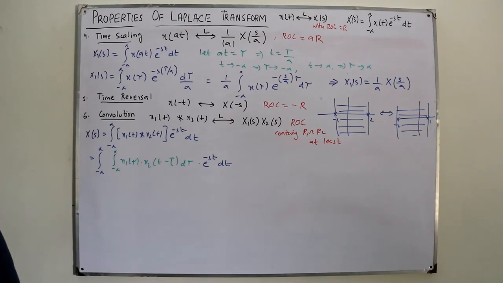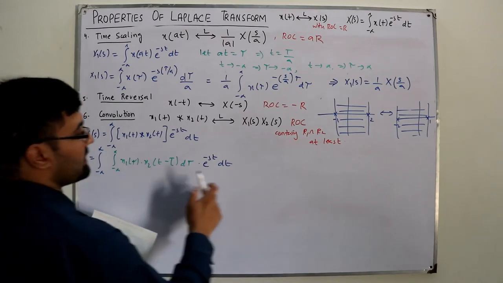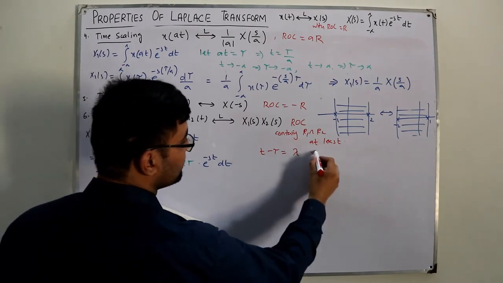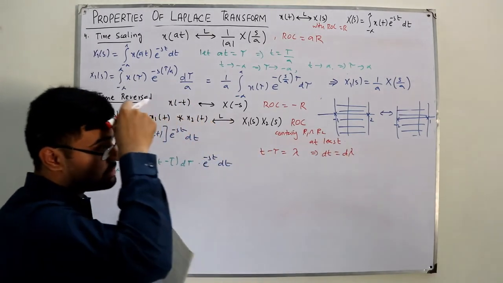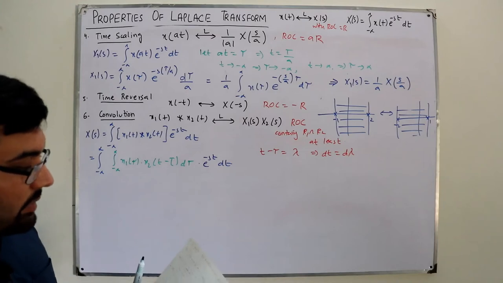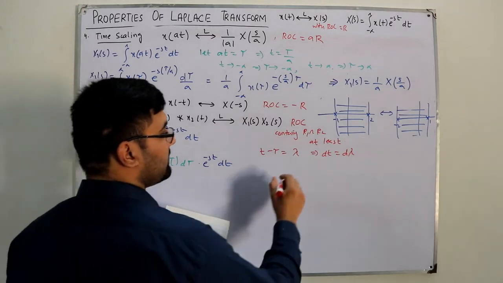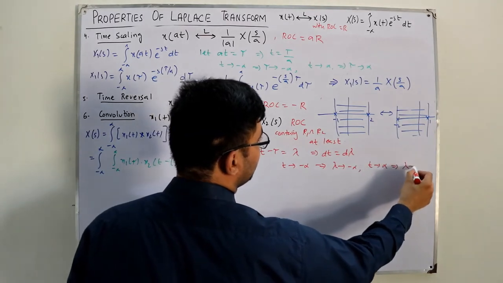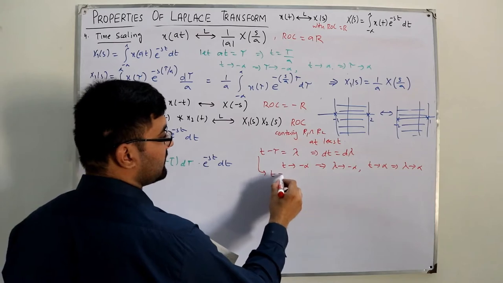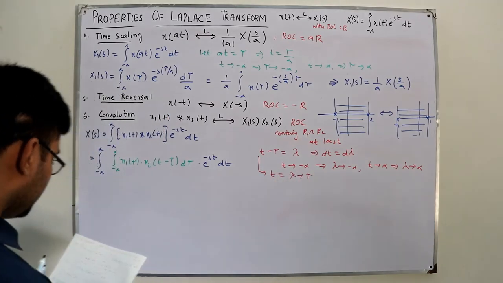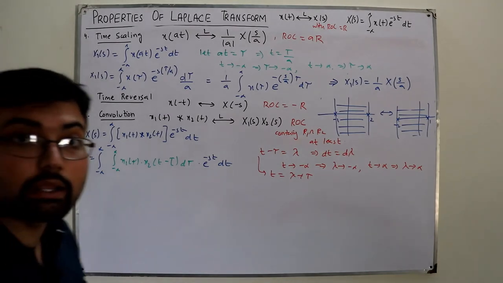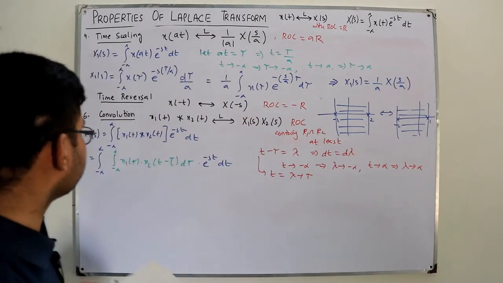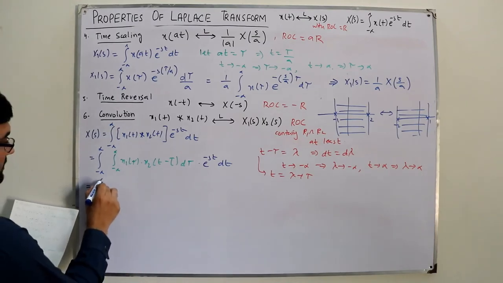Let me replace it by a new variable. Let's say this t minus tau is some new variable lambda, such that dt would be equal to d lambda if you differentiate with respect to lambda. Have a look at the limits. When t approaches negative infinity, lambda would also approach negative infinity. And if t approaches positive infinity, lambda would also approach positive infinity. And from here you can see that t is equal to lambda plus tau. Isn't it like this? It is. I'm sorry if I'm missing the eye contact. I believe you're getting it, and I'm going at a very fast speed because you know these points from the beginning as well. Anyways, let's say I have negative infinity to positive infinity.